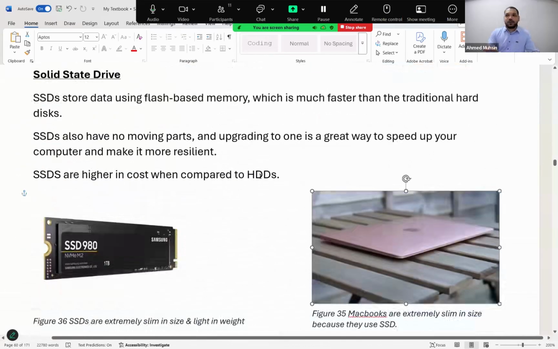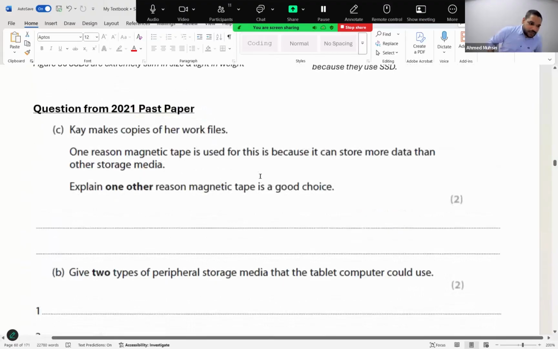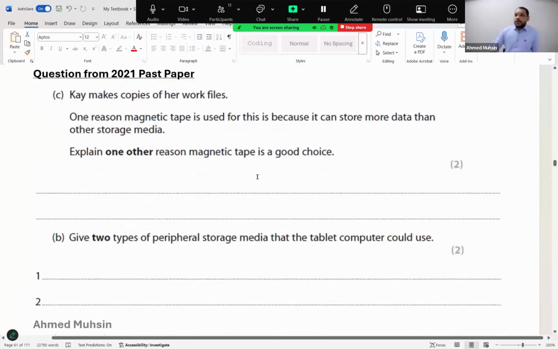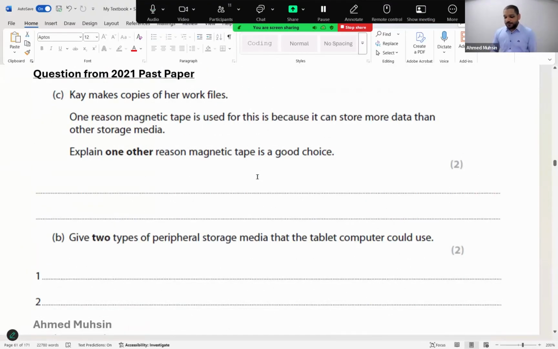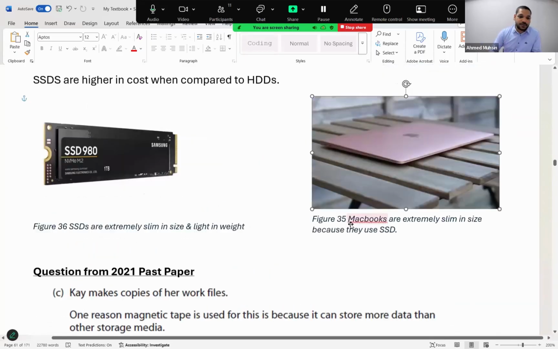Right, everybody, can we come down here? Something new for you guys. Boys, girls, take your pens out below. Everybody, guys online, can you look over here? K makes copies of her work files. Everyone with me? Who doesn't have the textbook? You or him? You. Then at least note down the question number or the page number.